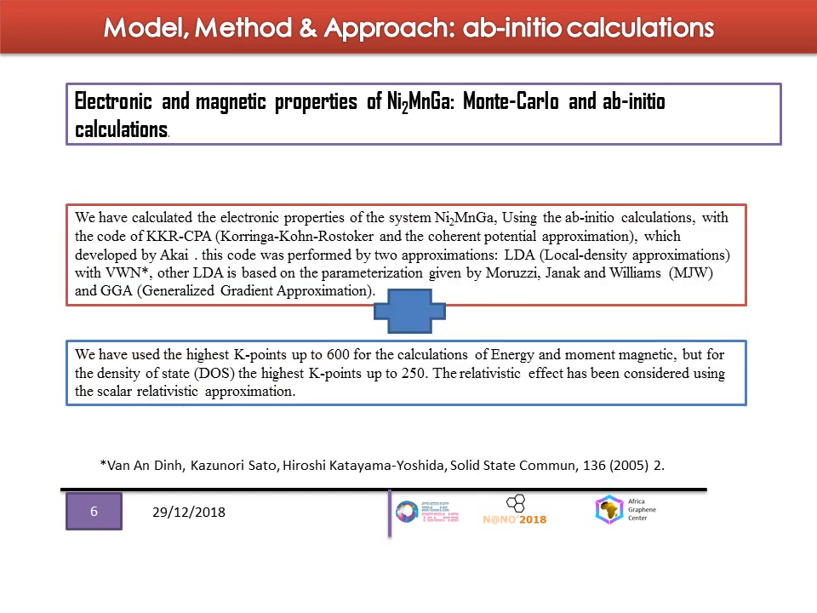The code was performed with two approximations: LDA with VWN, another LDA based on the parameterization given by MJW, and GGA. We have used k-points up to 600 for the calculation of energy and magnetic moment, but for the density of states, k-points up to 250. And the relativistic effect has been considered using the scalar relativistic approximation.